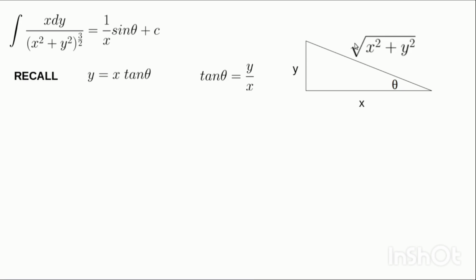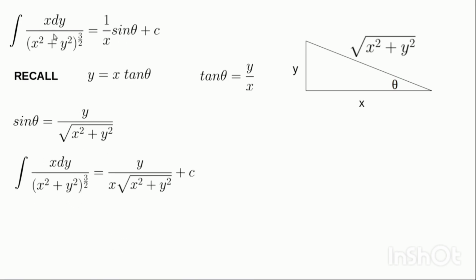At this point, since we are interested in finding sine theta, we just come here and ask what is our sine theta, which is opposite over hypotenuse. And that gives us sine theta equal to y all over the square root of x squared plus y squared. So at this point, wherever we see sine theta, we just replace it with y all over the square root of this. And that gives us our integral equal to y all over x times the square root of x squared plus y squared, plus a constant.